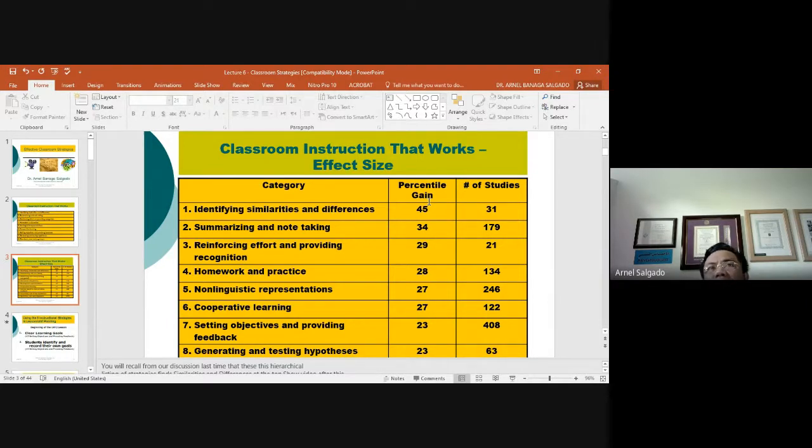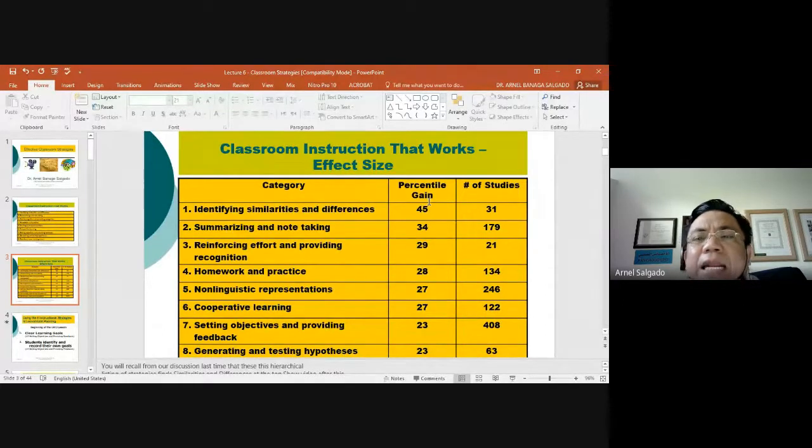So this is a phenomenon. This is a phenomenon that's actually besetting so many institutions, not only MSU, but other universities all over the world. Students do not take down notes. See? Then some are reinforcing effort and providing recognition, educational psychology, school psychology, education, all right, 29%, and the number of studies, 21.